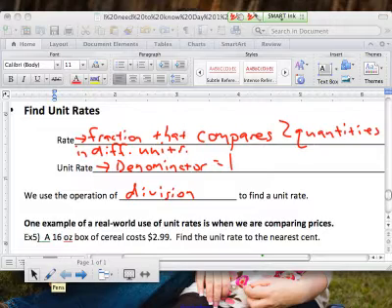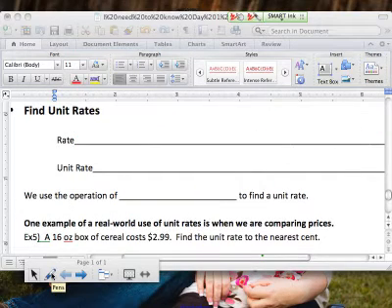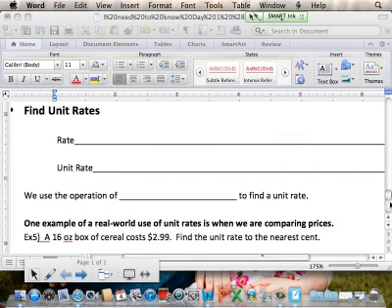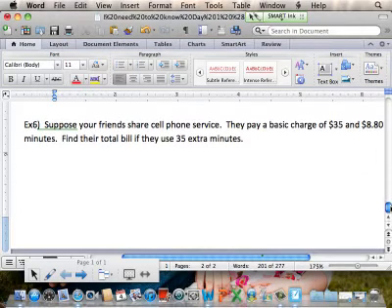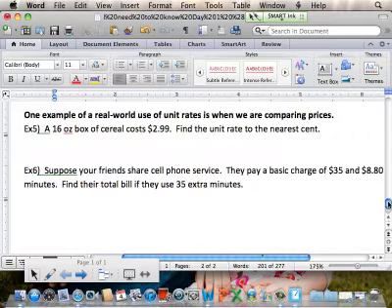All right, so as we take a look at finding unit rates, you're going to see it's very simply simplifying fractions is really what this boils down to. So it says, I believe I skipped one example here. It says a 16-ounce box of cereal costs $2.99. Find the unit rate to the nearest cent.